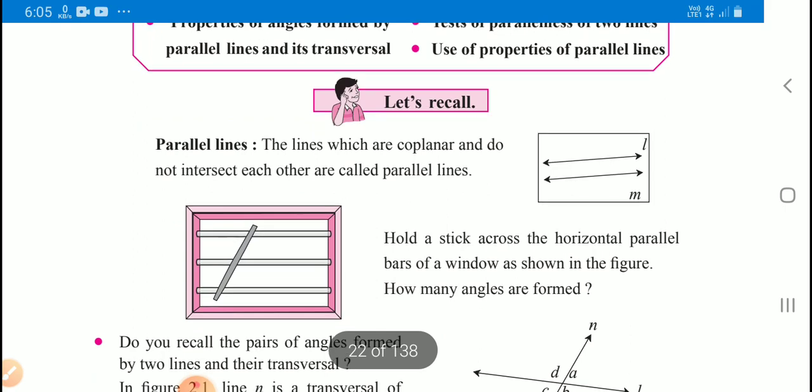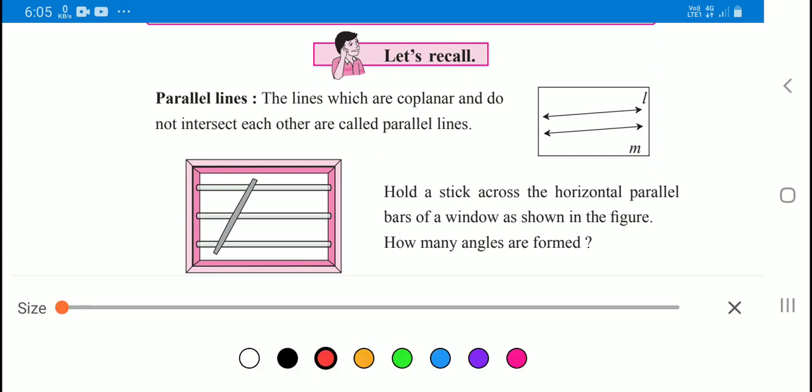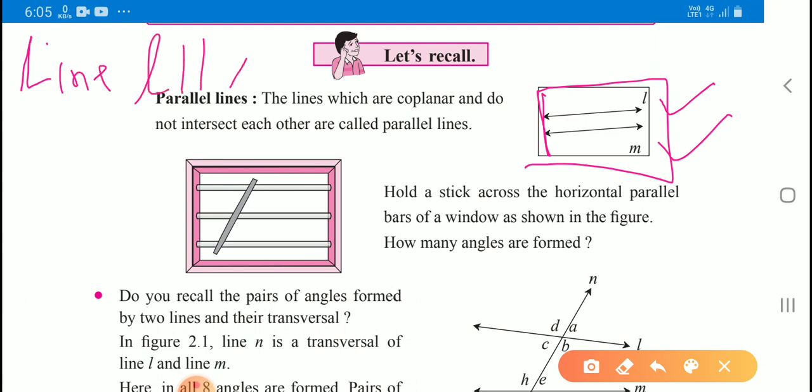You know that the two lines which do not intersect each other are known as parallel lines. You can see here the lines which are coplanar and do not intersect each other are called parallel lines. Here, this is the plane, and this line L and line M, they do not intersect each other. So, these two lines are parallel lines. Line L parallel line M.